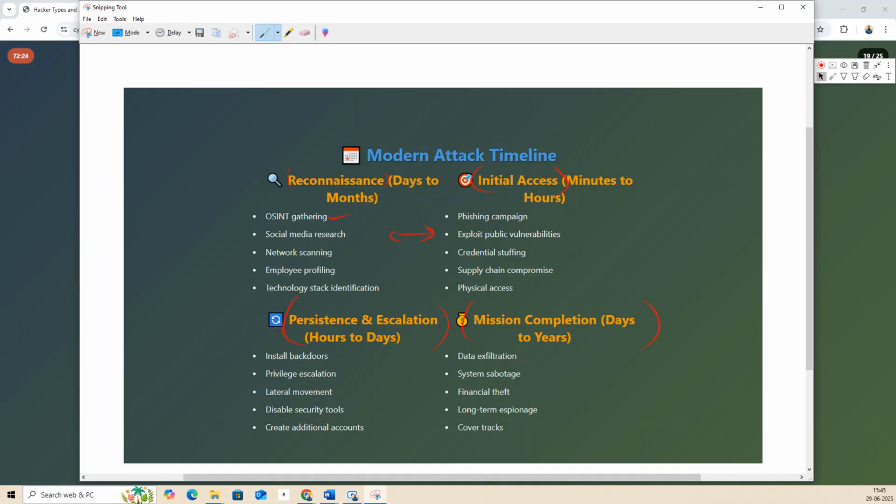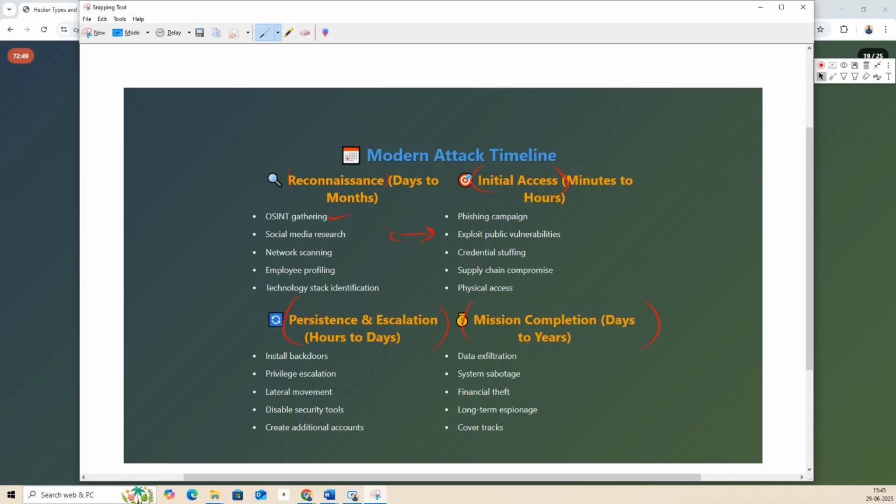Mission complete can take days to years depending on their objective. They might exfiltrate data immediately and disappear. They might sabotage systems for immediate impact. They might steal financial assets through fraudulent transactions, or they might establish long-term espionage capabilities and remain hidden for years.